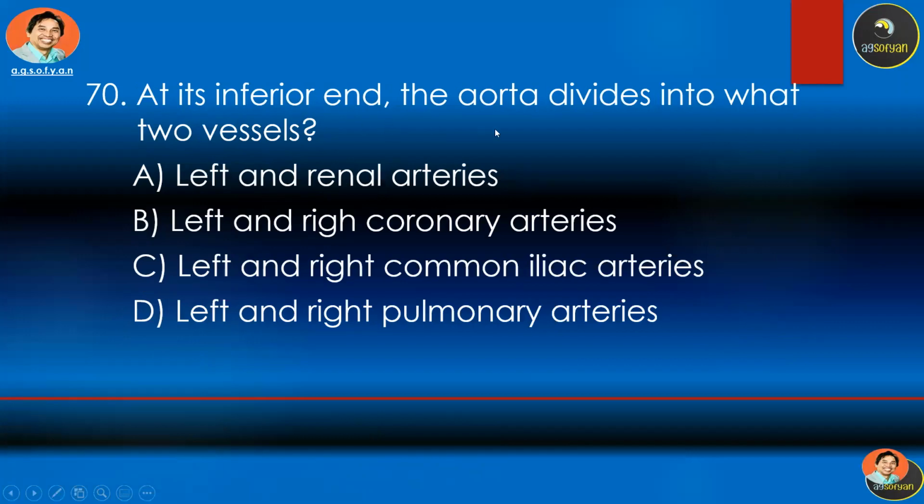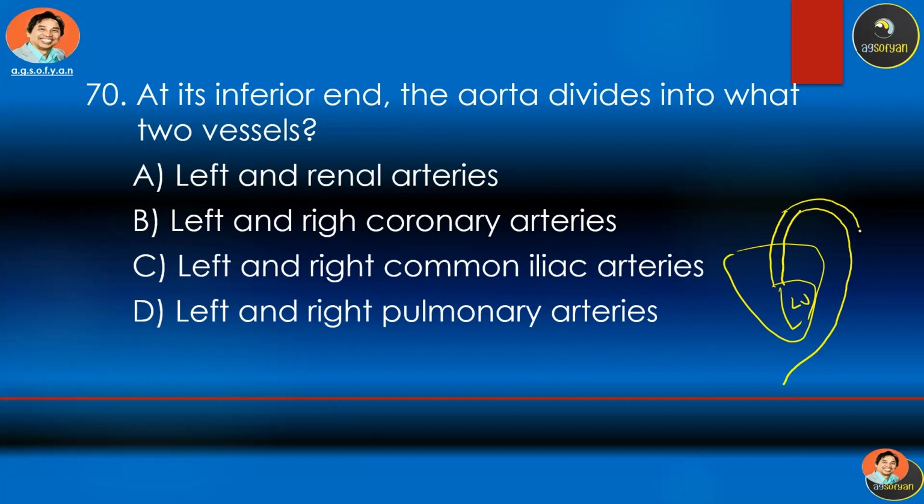At its inferior end, the aorta divides into what two vessels? A, B, C, or D. Okay, again, this is the heart. From the left ventricle, there will be aorta. Start with the ascending aorta, arch of the aorta, and then descending aorta. At the end, at the very bottom part of our body, it will branch into two common iliac arteries that go to our lower limbs, to our legs, left and right. So left and right common iliac arteries.